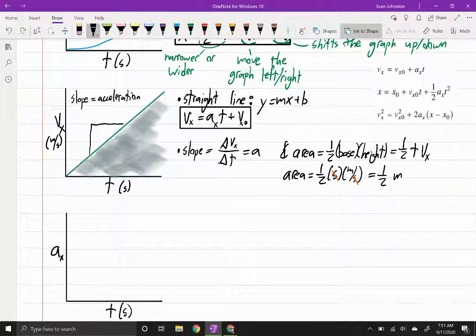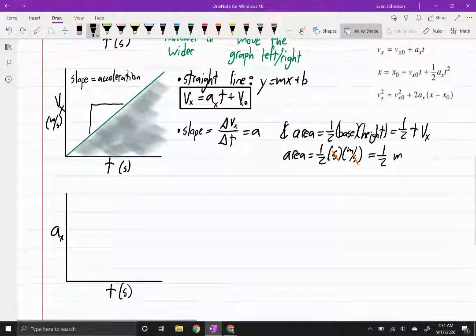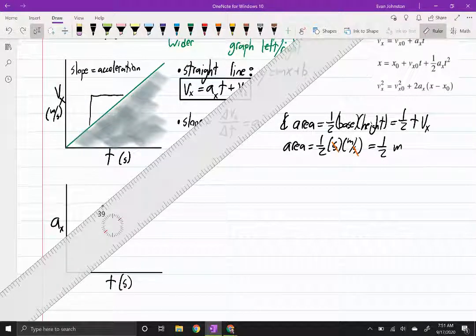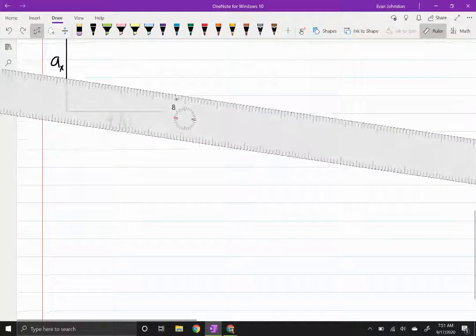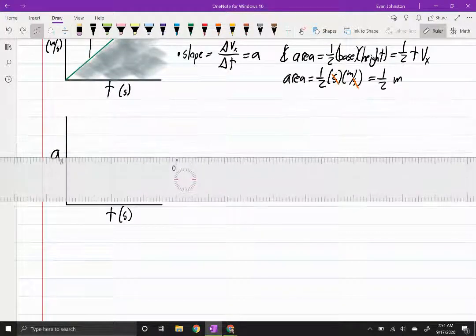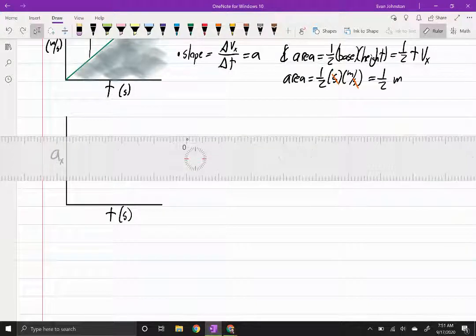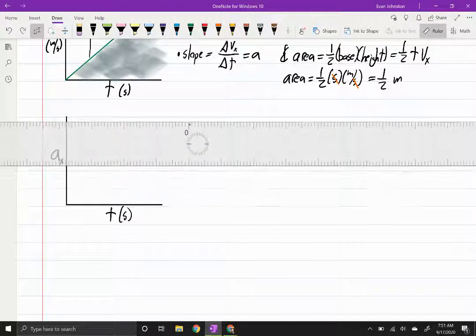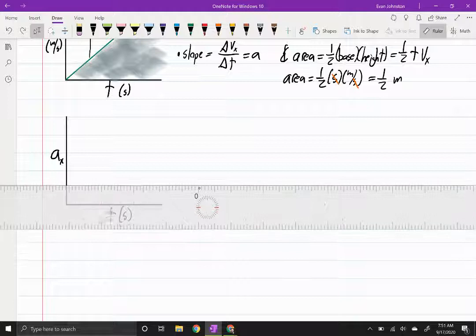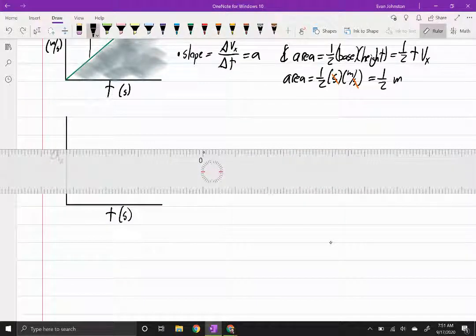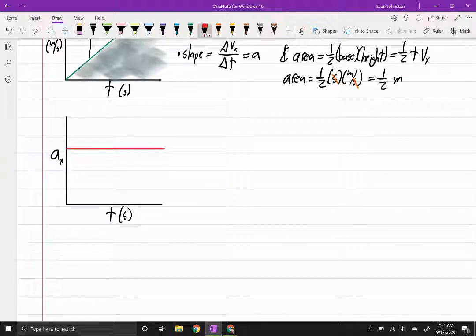Now, this one, we're finally getting to something kind of new and interesting. Here we said the slope is some constant value, and the slope we said is the acceleration. So that tells me that all I would put right here would be some constant value for the acceleration. If it was steeper, it would be a bigger value. If it was closer to flat, it'd be a smaller value. I'll just pick something in the middle. And let's use red. There we go.